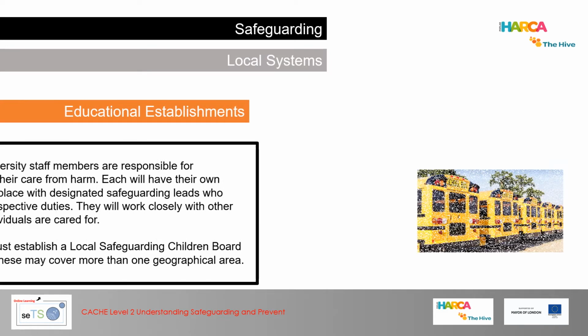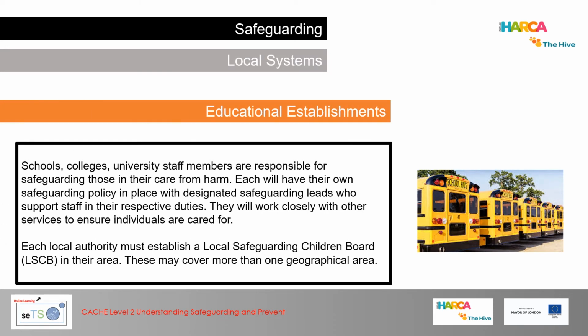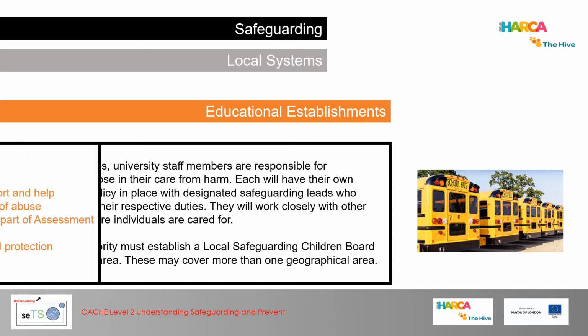Local systems, educational establishments. Schools, colleges, university staff members are responsible for safeguarding those in their care from harm. Each will have their own safeguarding policy in place with designated safeguarding leads who support staff in their respective duties. They will work closely with other services to ensure individuals are cared for. Each local authority must establish a local safeguarding children's board in their area, and these may cover more than one geographical area.